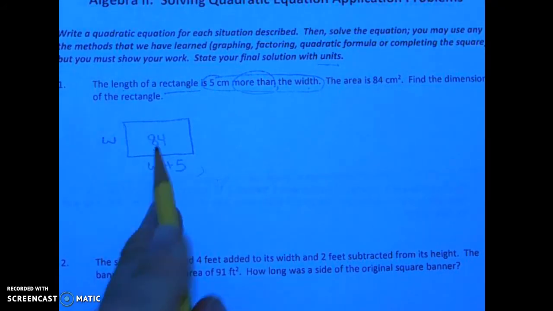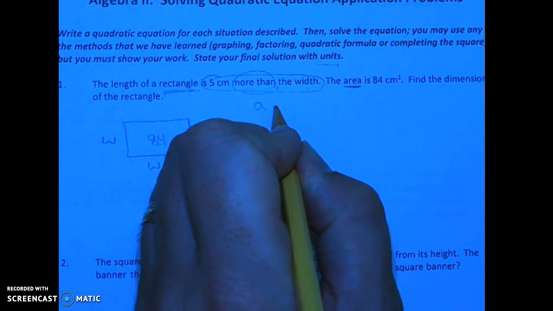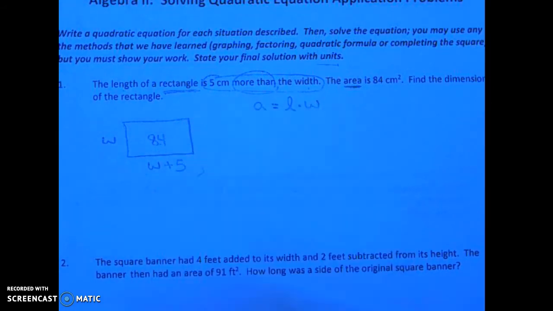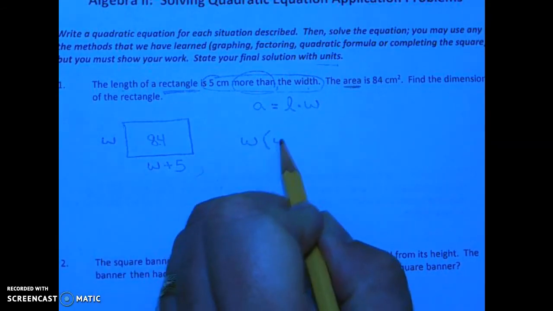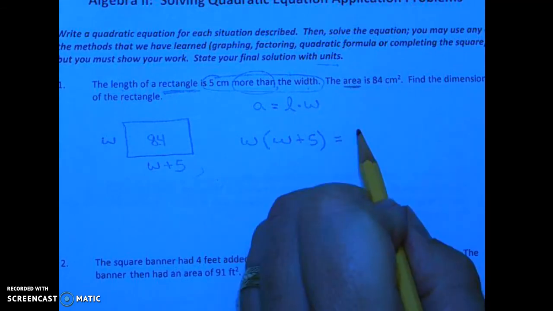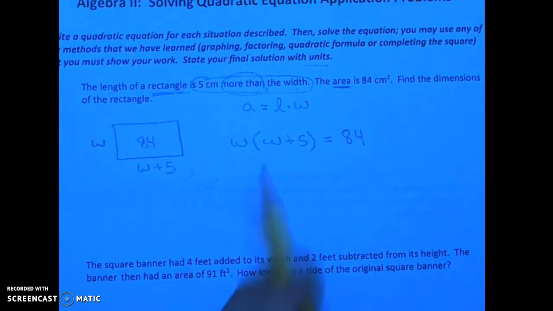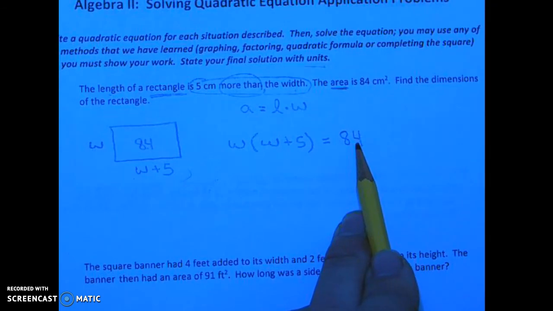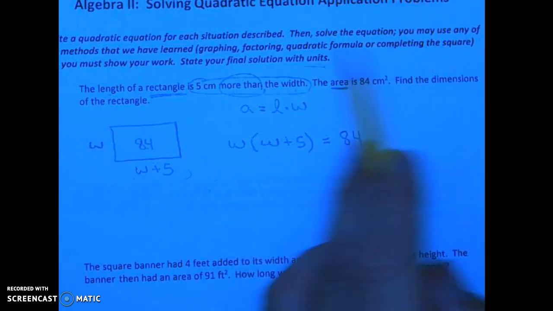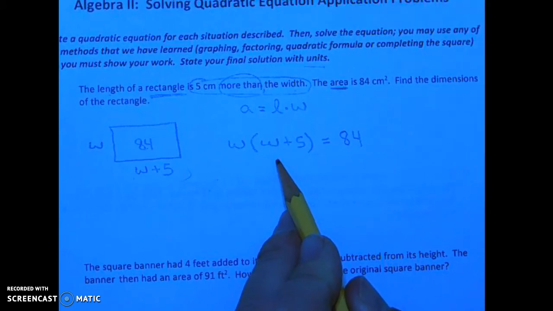So the formula for finding area of a rectangle is length times width. So we're going to multiply the length times the width. And that's going to be equal to the area, which in this case is 84 centimeters. And then we want to solve this equation here for W using one of the methods that we've already learned about. So as you all know, when you solve, you want to set the equation equal to 0.